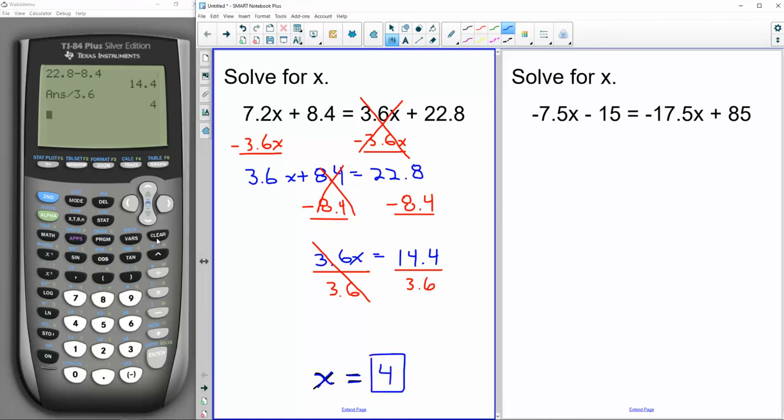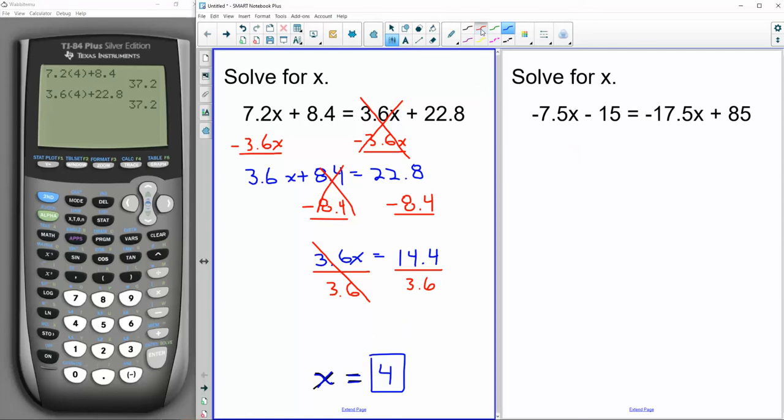And we can check that by putting it into the original equation. 7.2 times x plus 8.4 and 3.6 times x plus 22.8. That also gives me 37.2. So since when x is 4, both sides of the equation equal 37.2, this is the solution to this equation.